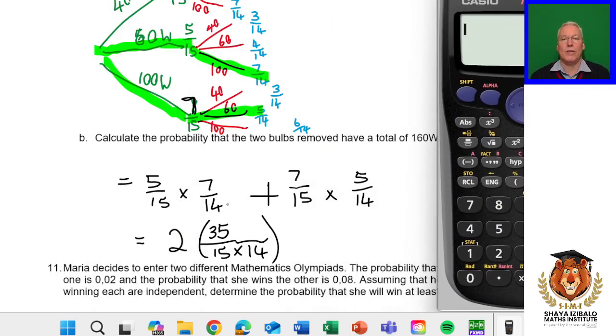So the 2 times 35 I can easily do in my head. That's just 70. And then on the bottom we've got 15. So we actually get a third.